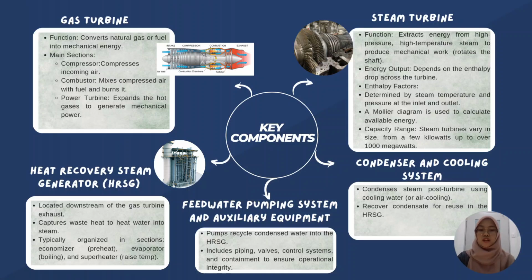It's positioned downstream of the gas turbine exhaust. Its job is to capture the waste heat from the exhaust and use it to turn water into steam. Inside the HRSG, there are three key sections that we need to know.